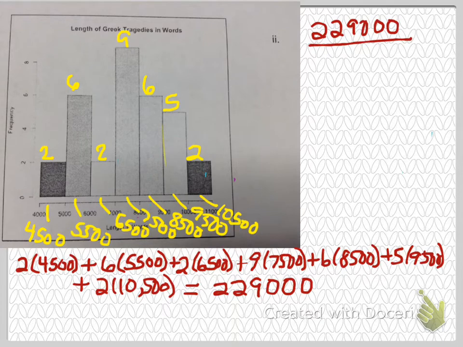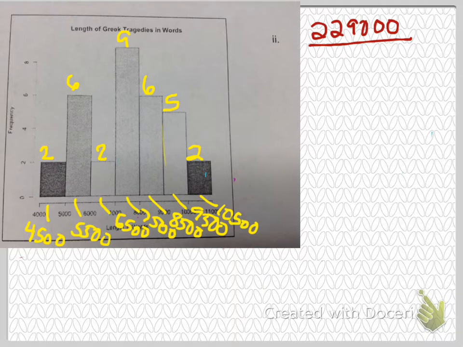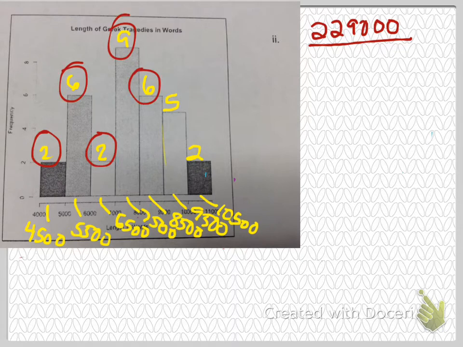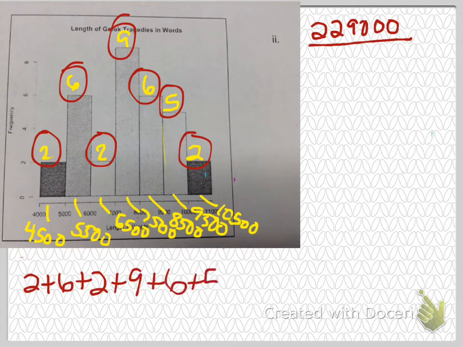So then what we need to do is go through and figure out how many tragedies did they actually count. For the divisor to my problem, what I need to do is add up all of the little numbers that I have here. So that's why I wrote these numbers on top, so they were easy to find. So what I want to do at this point is add 2 plus 6 plus 2 plus 9 plus 6 plus 5 plus 2. Whenever we finish adding all of those together, we should end up with something like 32.